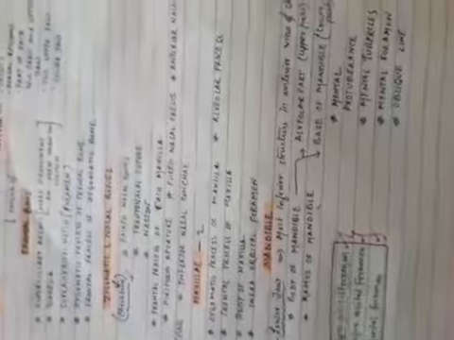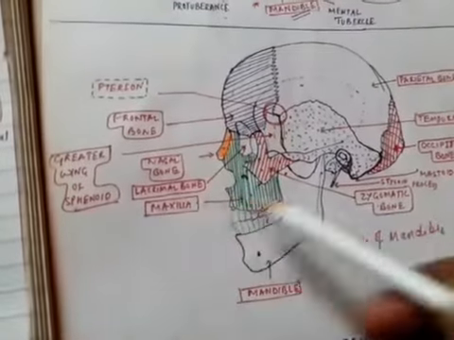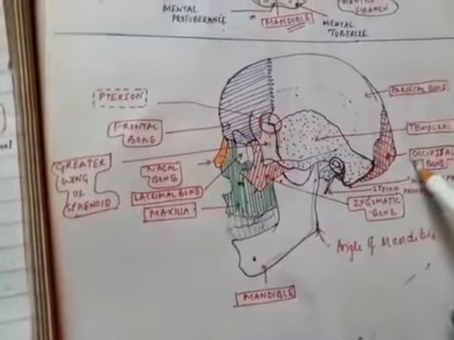Now we come to the lateral view of the skull. I have just drawn with different colors to differentiate different bones. There is a frontal bone. These are the parietal bones. These are maxilla, zygomatic, nasal bones, occipital bones, temporal bones.